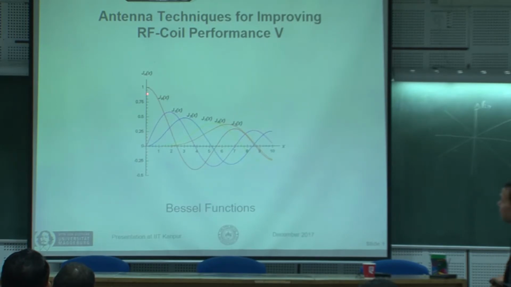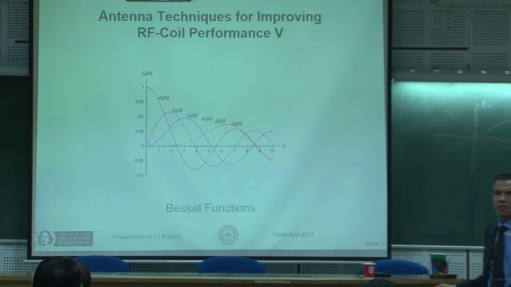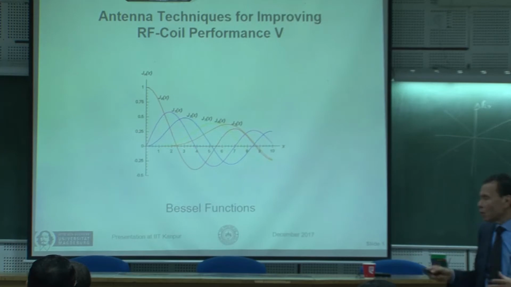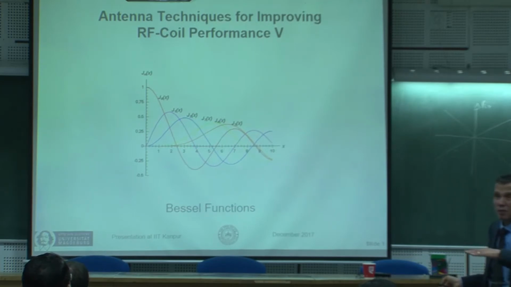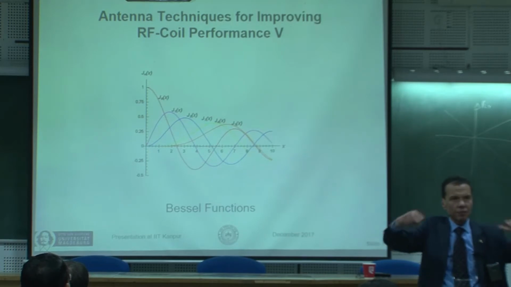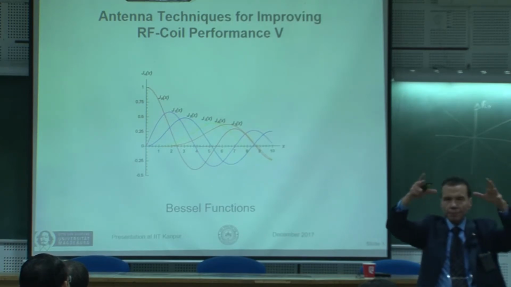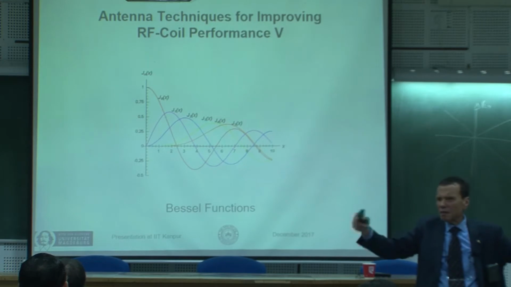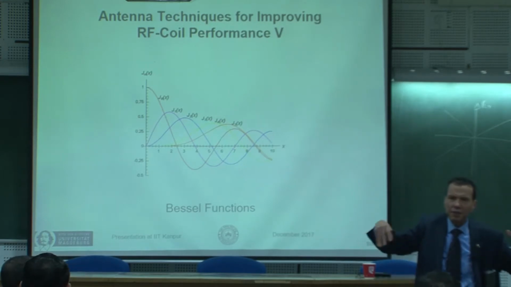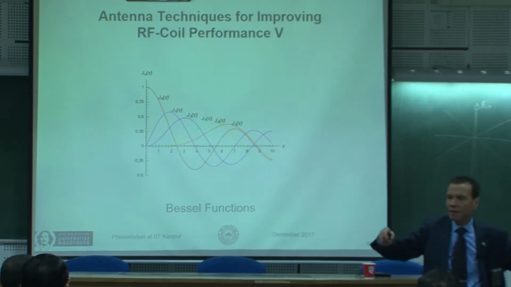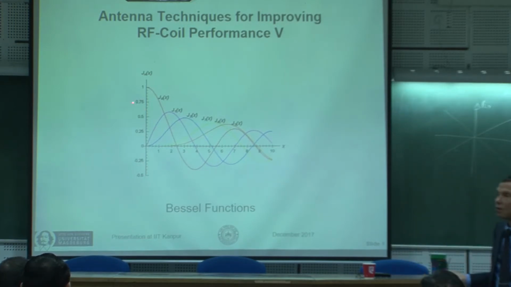If you look here, for J naught, and this is actually what is called the fundamental mode, you have an area where J naught has a horizontal tangent here, where you have, as a distribution of the magnetic field, something like a bell. So you have a maximum in the middle, and you have some reduction on the peripherals. And this is what is called the fundamental mode of the RF coil.